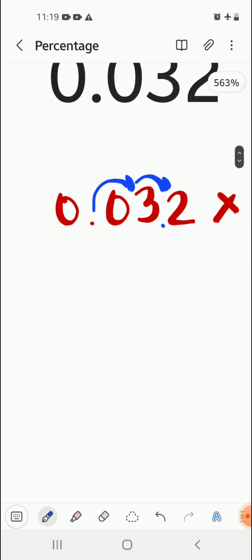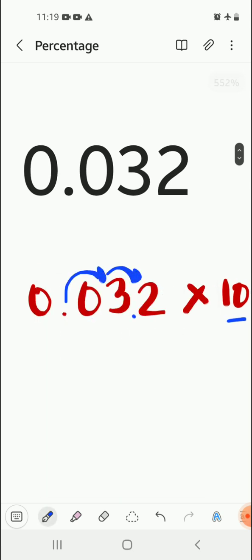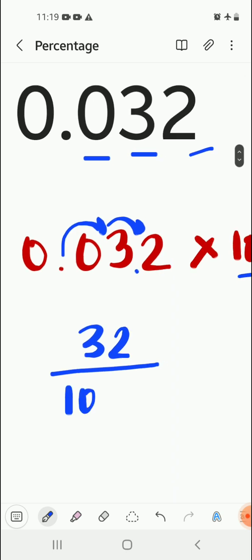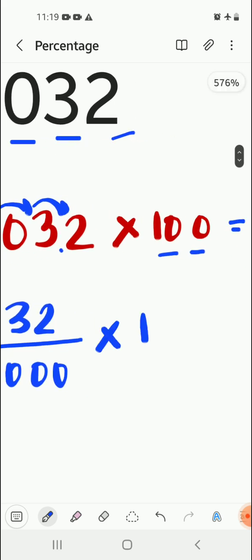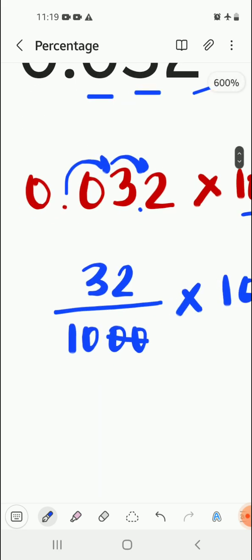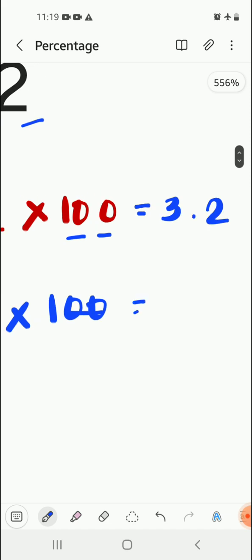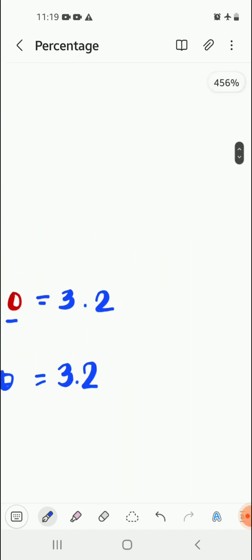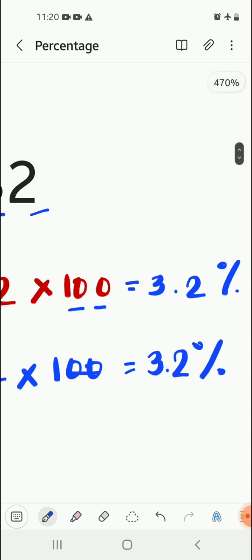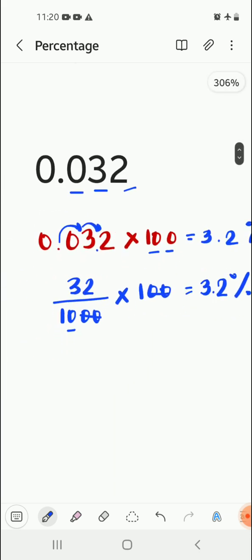There is also another method to do the same thing. You write 32 by, there are three digits after the decimal point, so three zeros here, and then multiply it by 100. Both ways the answer will be the same. Cancel the zeros out. Now you see 32 by 10, which means there is only one zero, so after the decimal point there will be only one digit. So in this case also we got 3.2. And we have to remember that the percentage symbol must be there, because we are actually expressing the number in percentage form.